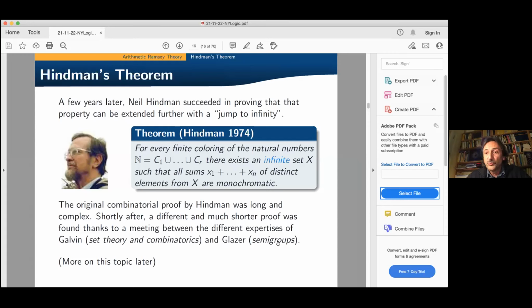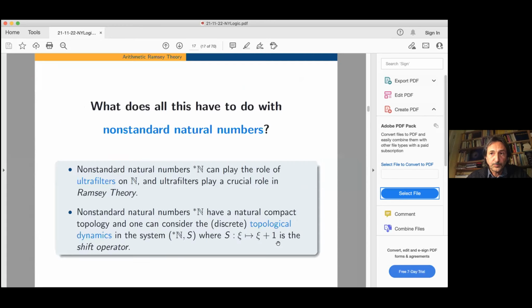And we will also prove this by non-standard methods, just to let you see how this idea of taking non-standard numbers can be used. So now I just presented a few of the basic results in this area, and we have to understand what does all this have to do with non-standard natural numbers.